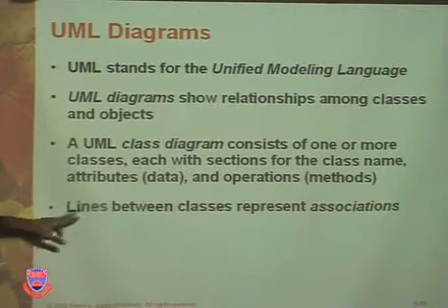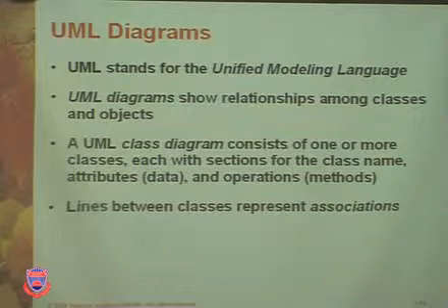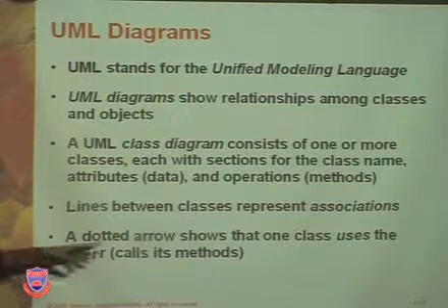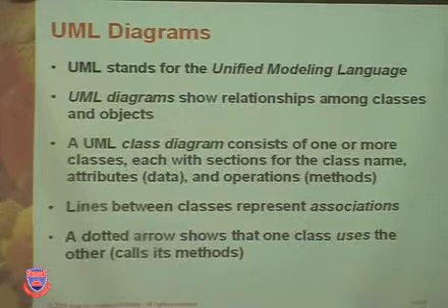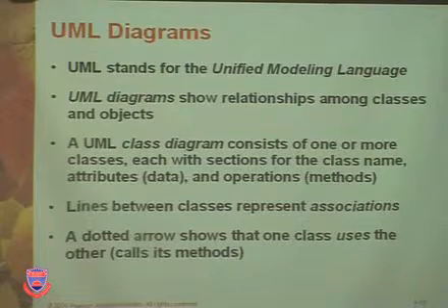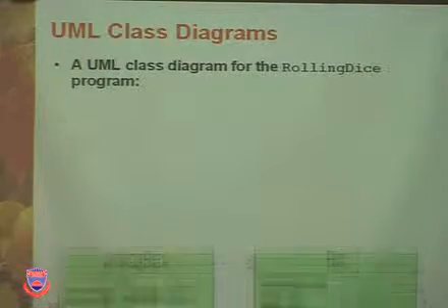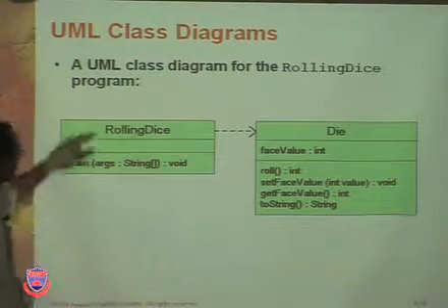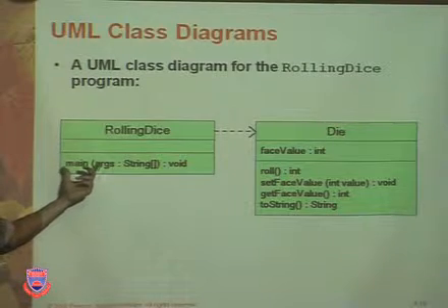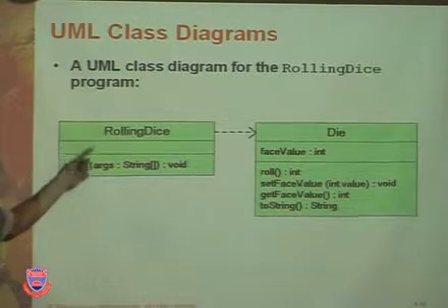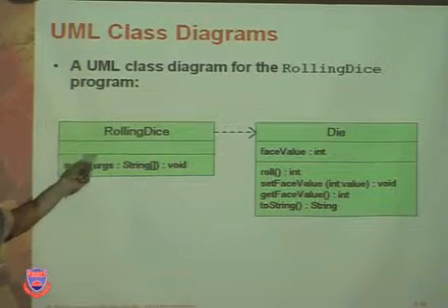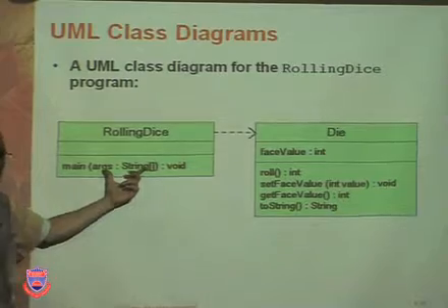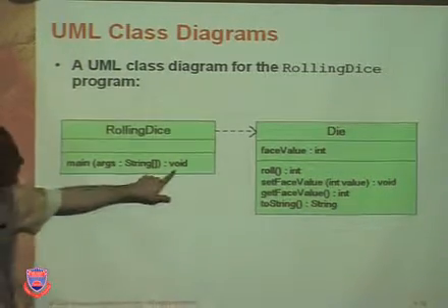So the lines between the classes represent the associations or relationships between the classes. And if you look into the specific example, a dotted arrow shows that one class uses the other or calls its method. So when you look into this RollingDice and Die example, as you can see, I have RollingDice, which has only a main method. There are no local data declared within this class, and it returns a void. So it takes arguments which are a string array, and returns a void result.